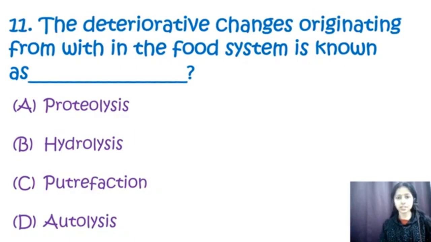11. The deteriorative changes originating from within the food system are known as option A proteolysis, option B hydrolysis, option C putrefaction, and option D autolysis. So the correct option is option number D, that is autolysis.